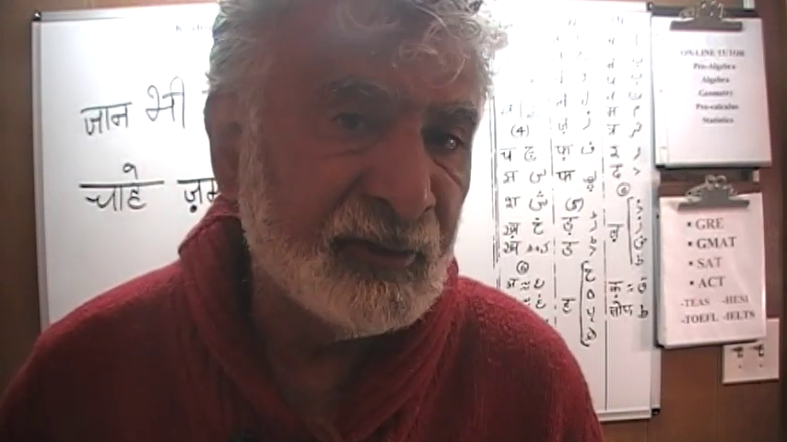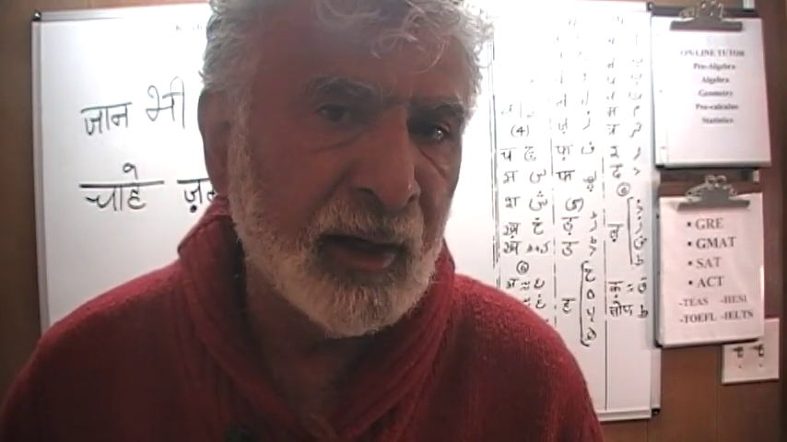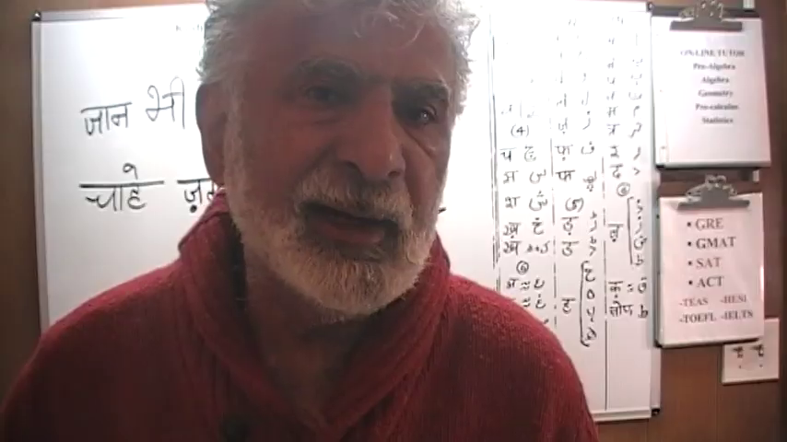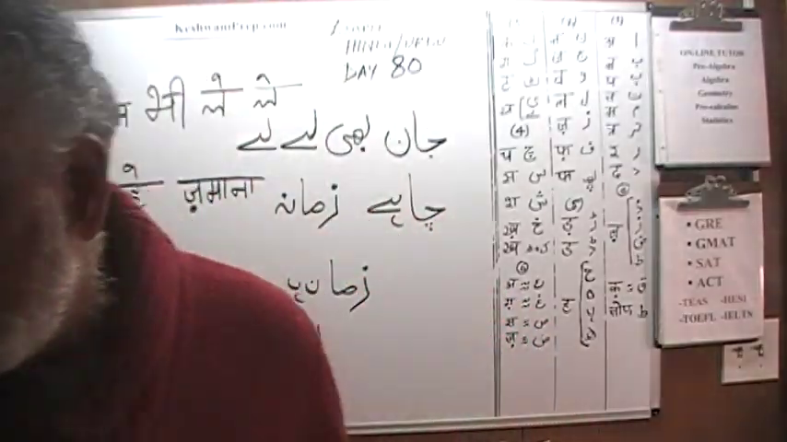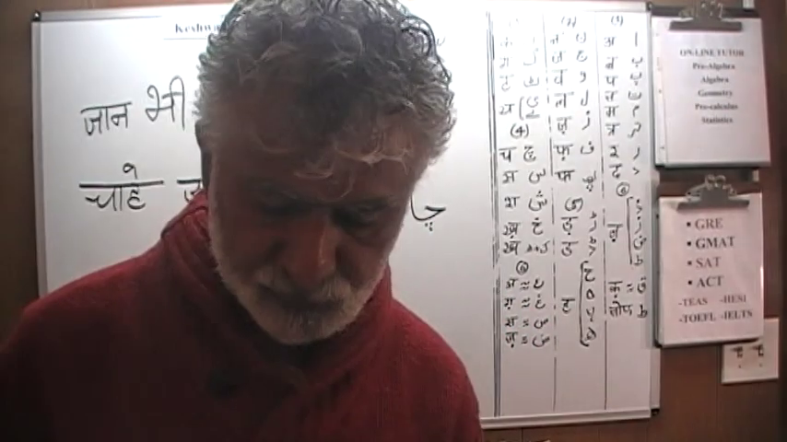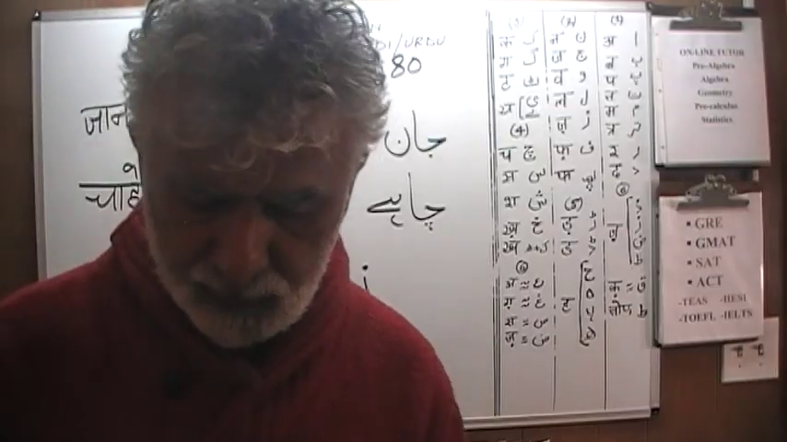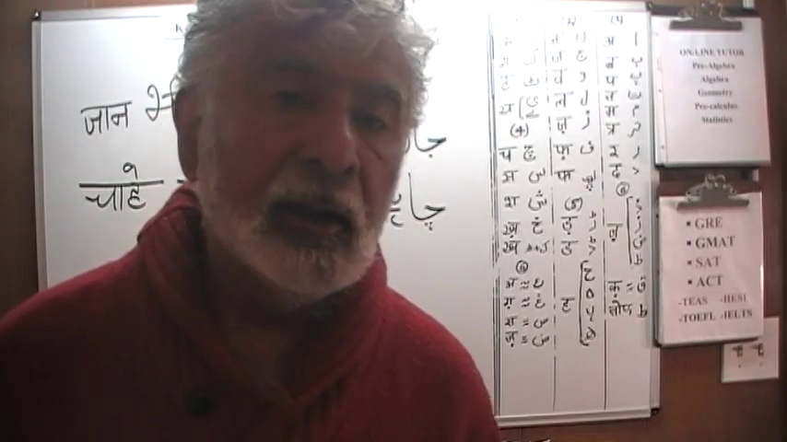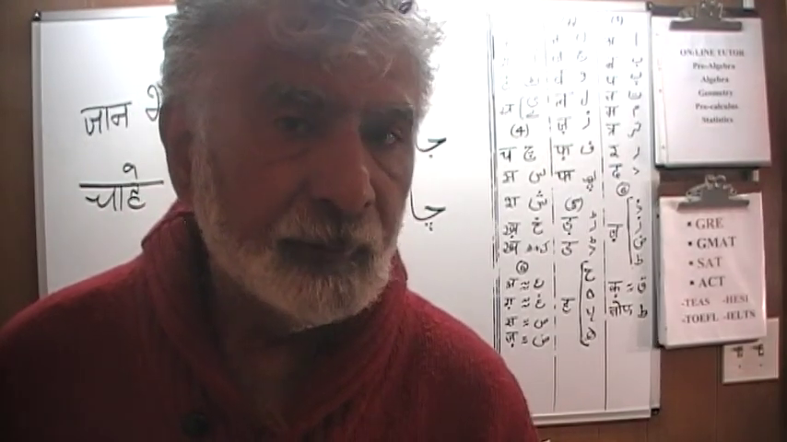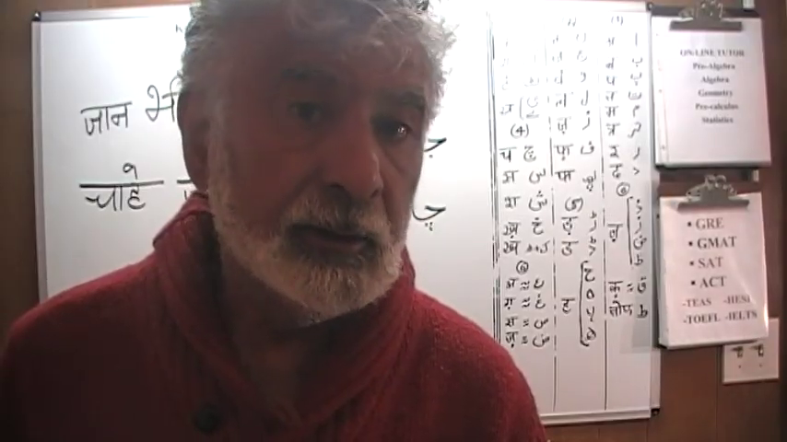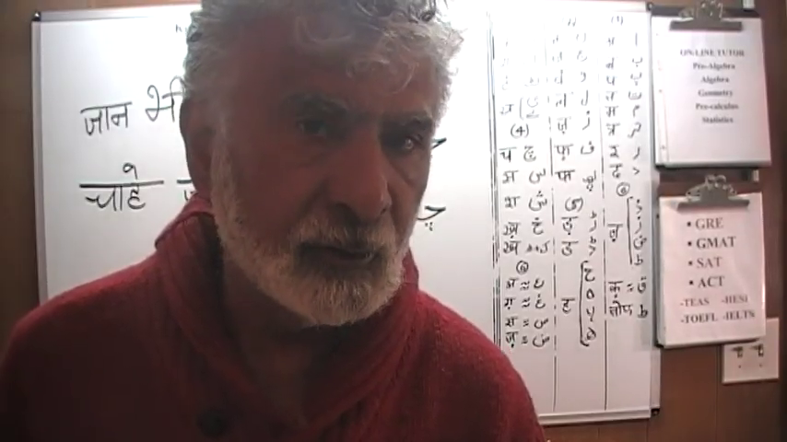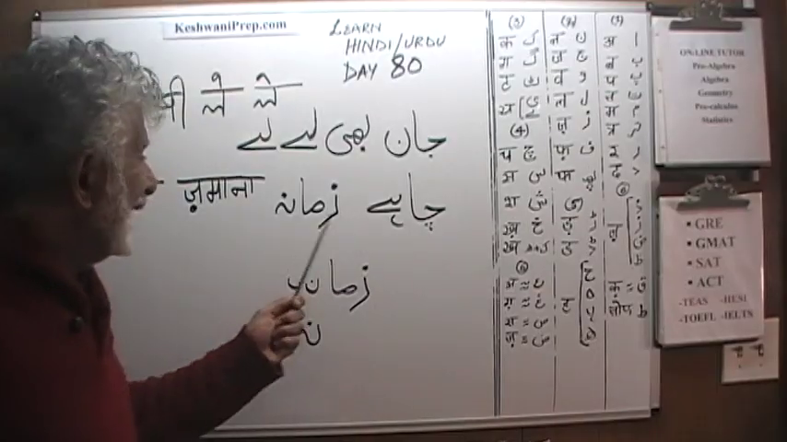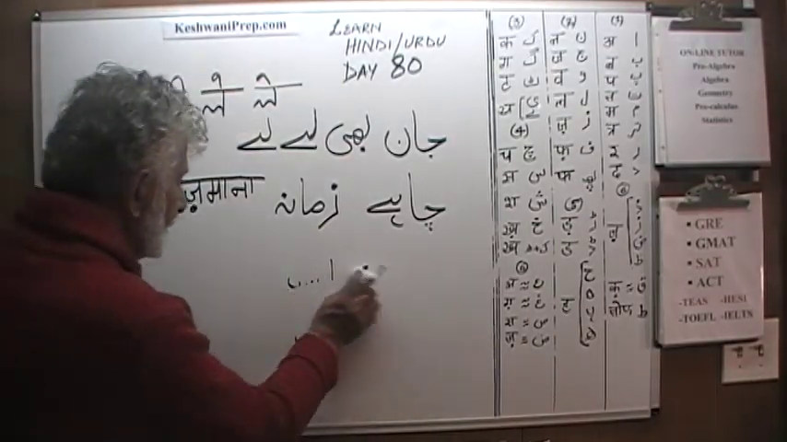Aaj kahenge dil ka fasana. Today I shall tell the story of my heart, even if it costs me my life. That's what it says. Even if it costs me my life. She knows she's about to die. She knows her days are numbered, that the king is not pleased with her, and that he will have her executed. Jaan bhi le le chahe zamana. Let's look at the next line.